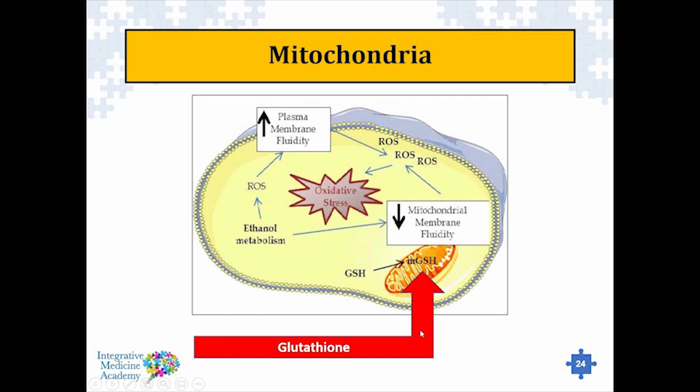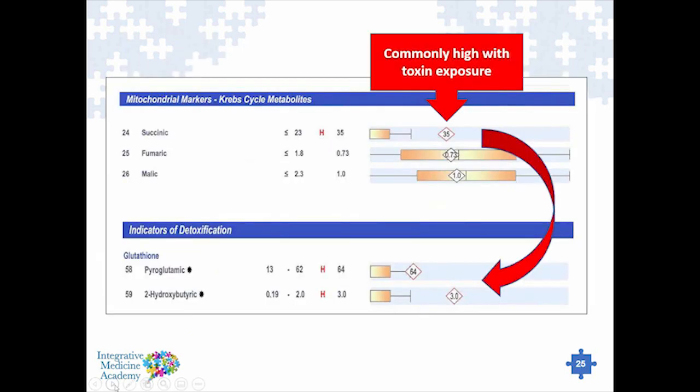Glutathione deficiencies are common from various chemical exposures. We have to have robust levels of glutathione in order to protect our cells, as well as be able to detoxify substances out of our body. The organic acid test has a number of markers that are linked to glutathione status, particularly pyroglutamic, for example. If the pyroglutamic marker is elevated, it will indicate a deficiency of glutathione.